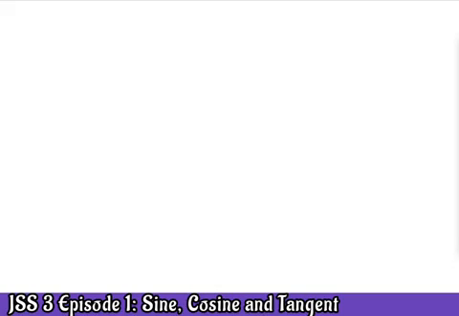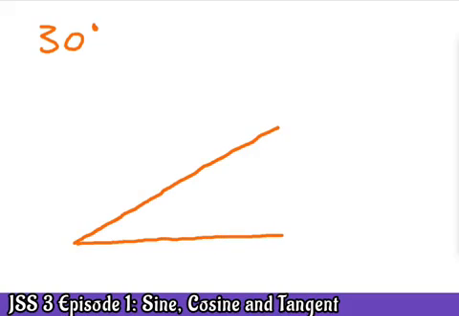This is a simple illustration we're going to do. We are going to draw a right angle triangle where one of the base angles is 30 degrees. So one of the base angles will be 30 degrees, and that will be something like this.